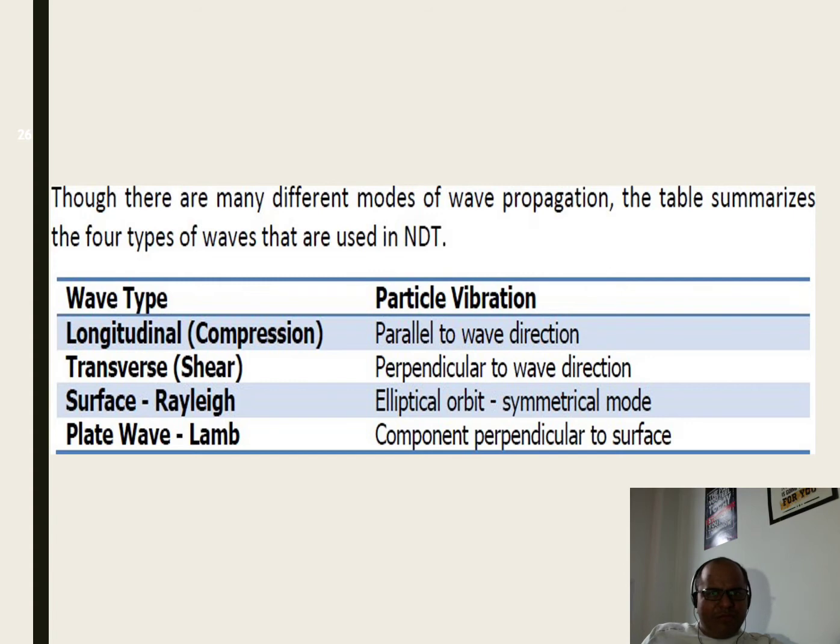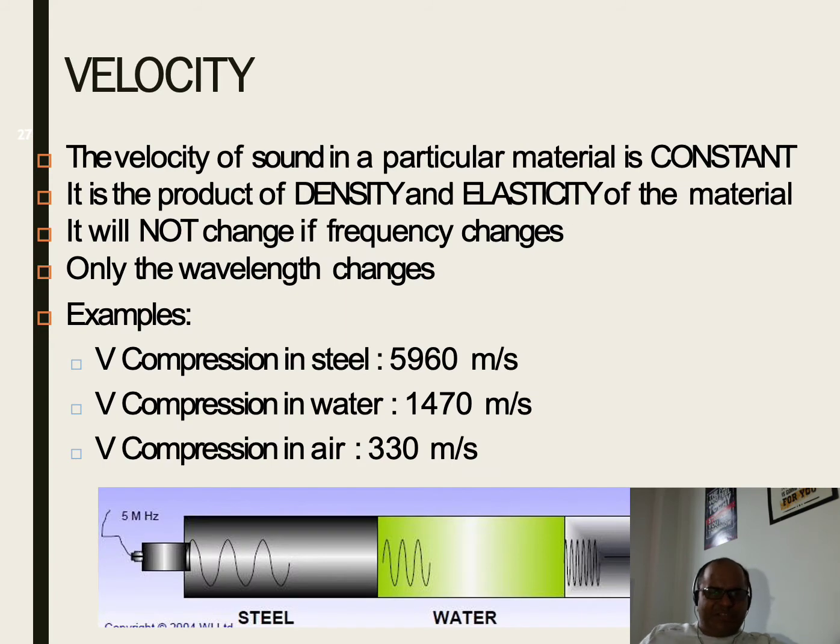There are many different modes of wave propagation. The table summarizes the four types of waves used in NDT. Longitudinal waves, as you know, are also known as compression waves, with particles moving in parallel directions. Transverse waves, also known as shear waves, have particle motion perpendicular to the wave direction. Surface or Rayleigh waves have elliptical orbits, and plate waves have a symmetrical mode and a component perpendicular to the surface.